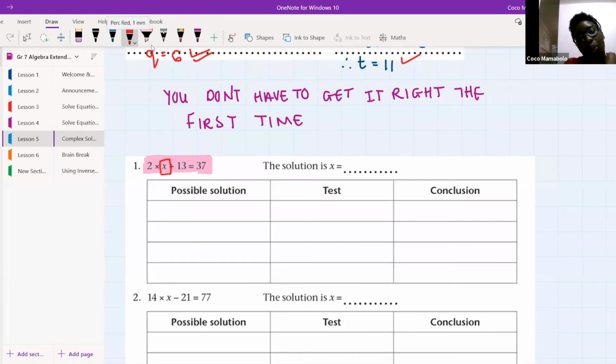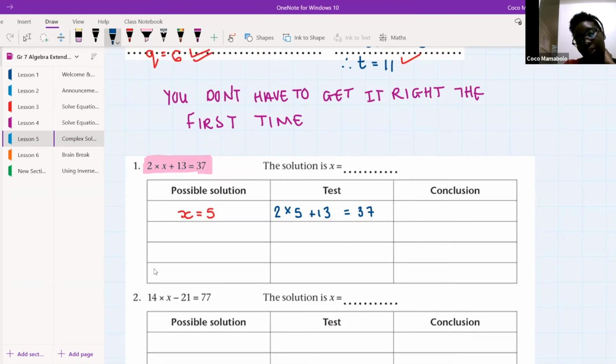Okay, let's try X is equal to 5. We're going to take X and replace it with 5, but we're gonna do it over here. Can you give me the sum if we replace X by 5? I'm gonna get 2 times 5, good. Plus 13 equals 37.